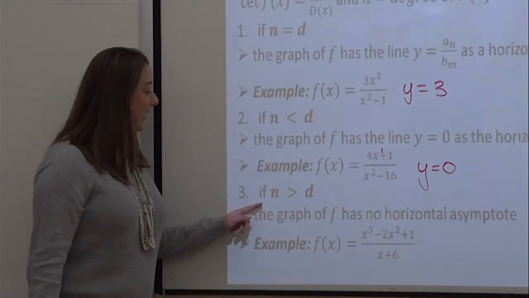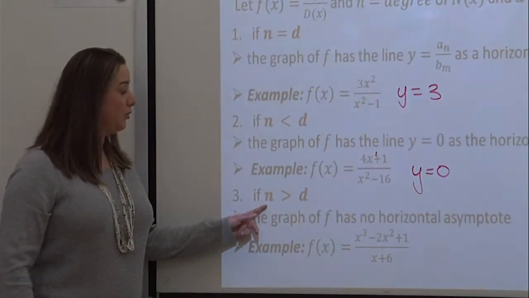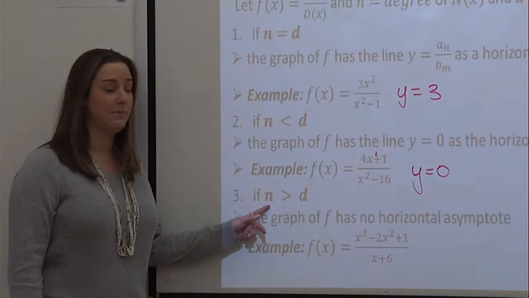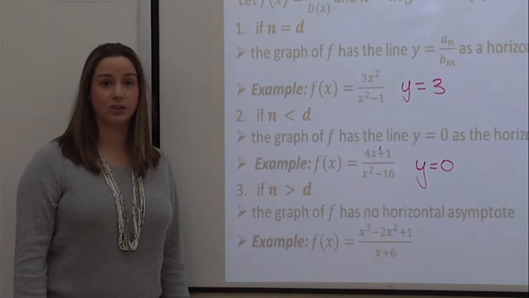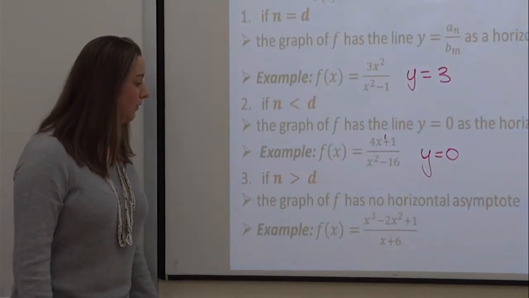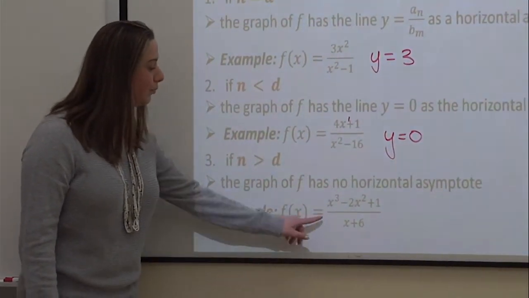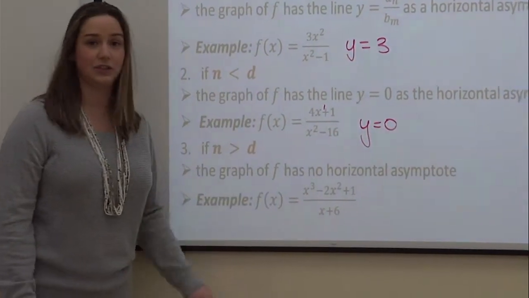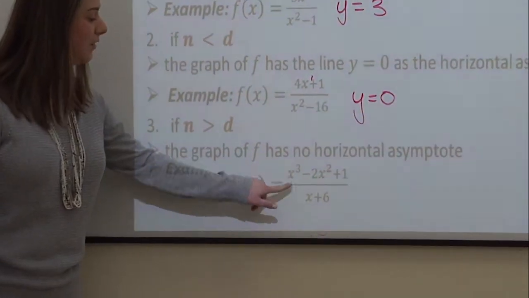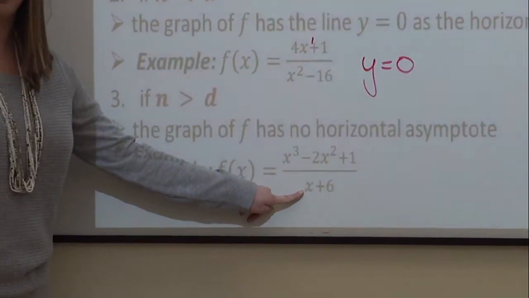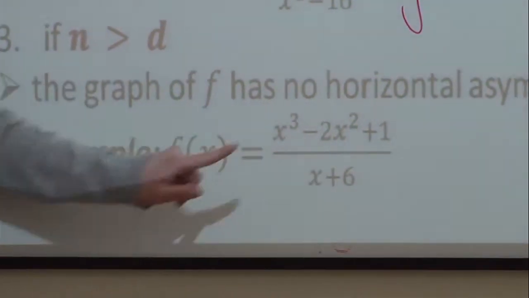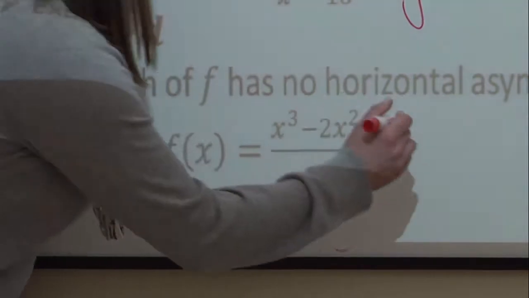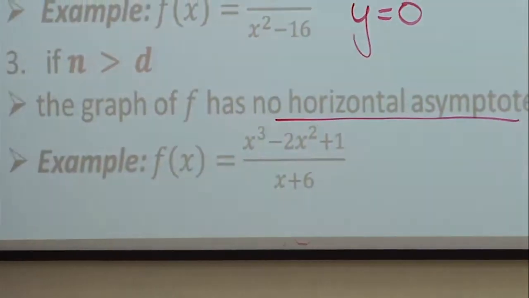For my last case, my degree of my numerator is going to be greater than my degree of the denominator, and this is going to indicate no horizontal asymptotes. So if I look at my example, again, I'm focusing in on the highest degree. We have a cubic in the numerator and a linear binomial in the denominator. So 3 is going to be greater than 1, so we're going to have no horizontal asymptotes.